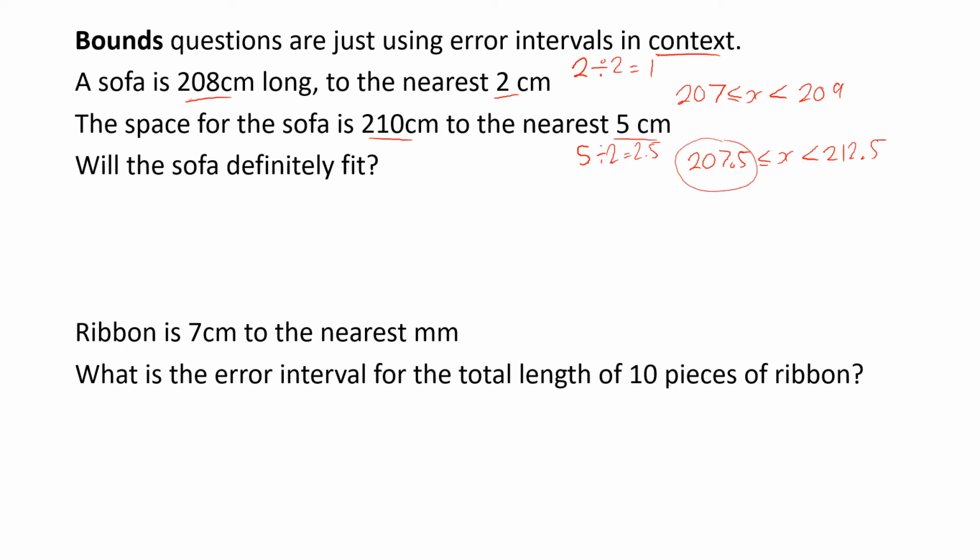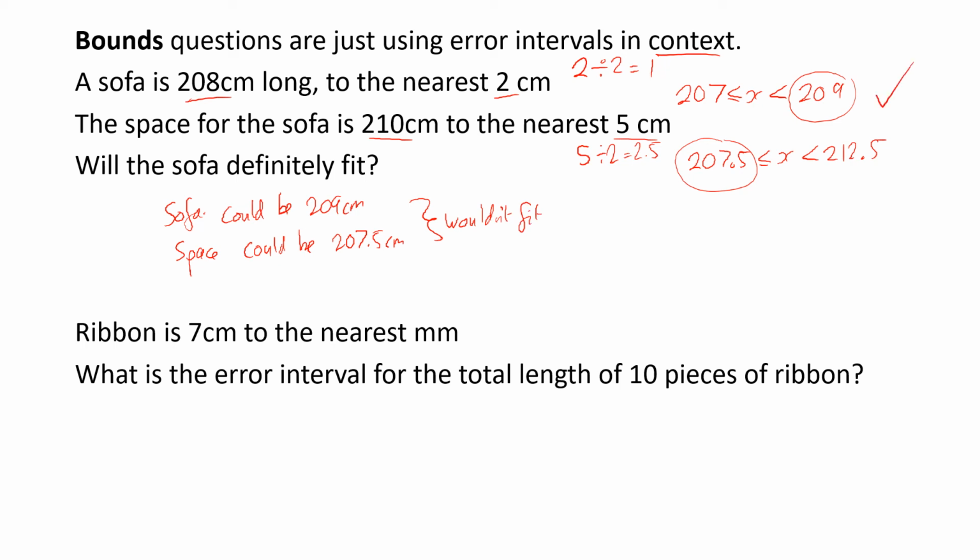Now, in terms of explaining it, the sofa, according to our error interval, could be 209 centimeters, and the space could be 207.5. That wouldn't fit. So as far as where the marks are coming from in this question, there's 1 mark for showing the error interval for the sofa, there's 1 mark for the error interval for the space, and then there's 1 mark for seeing how those two numbers interact with each other.